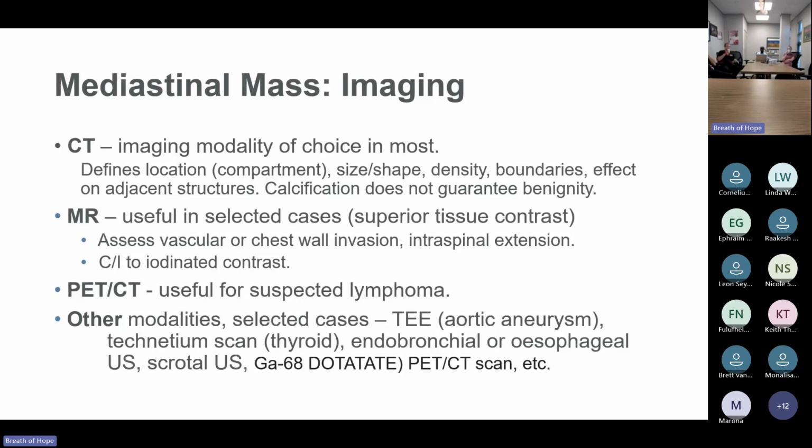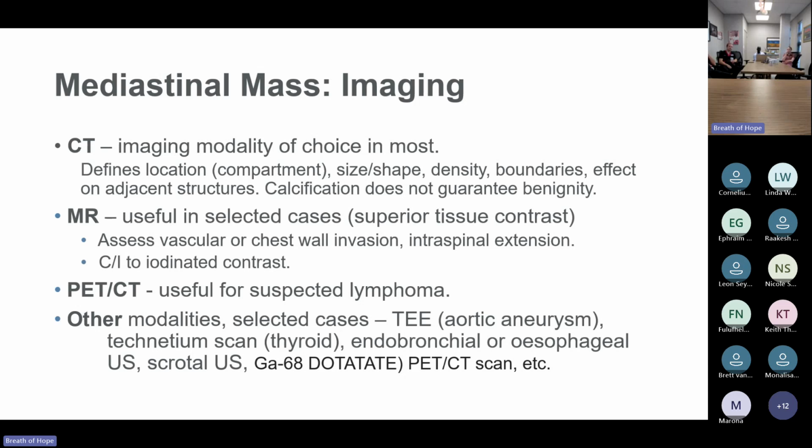Calcification does not guarantee that the condition is benign, because you have tumors like teratomas that have a lot of calcification but can be malignant. MRI is useful in selected cases. It's not the number one choice of imaging. It can tell you more about the soft tissue structures and can also assess vascular or chest wall invasion and intraspinal extension.